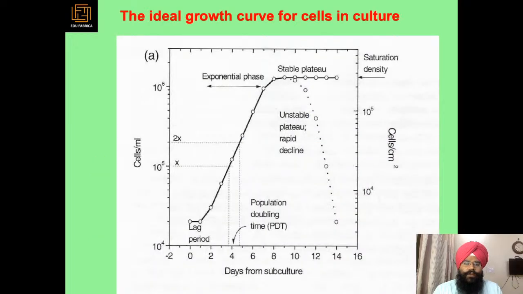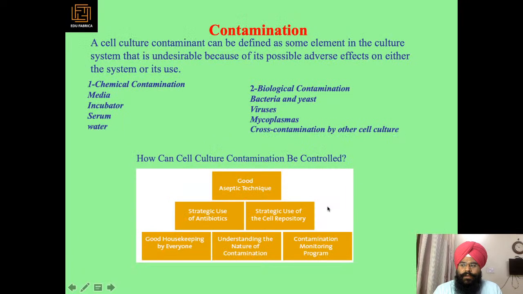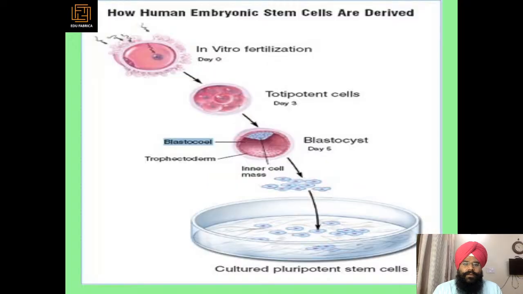So this is the ideal growth curve for cells. You have a lag phase, then an exponential phase, then comes a stable plateau phase, and afterwards comes a declining phase. That's how the normal curve looks. A cell culture contamination can be defined as some element in the culture that is undesirable and leads to unwanted things.